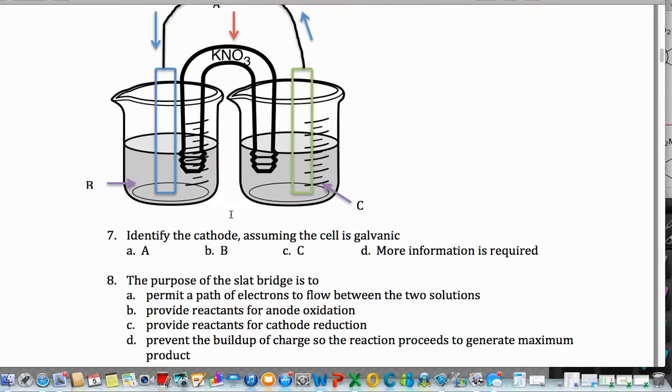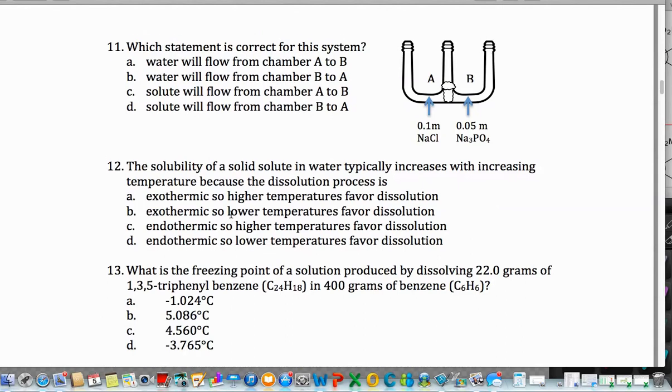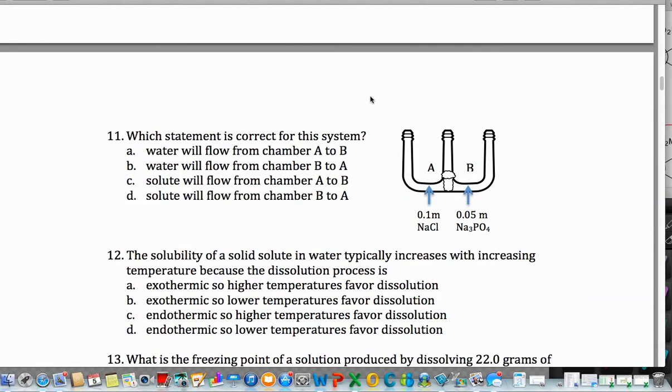All right, so this takes us through the first 10 solutions. I'm going to stop this and then we'll pick up with question 11 on the following screencasts.